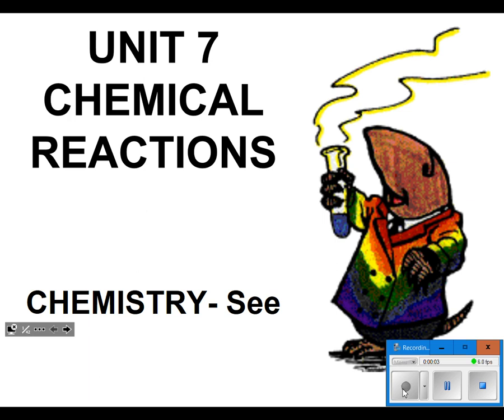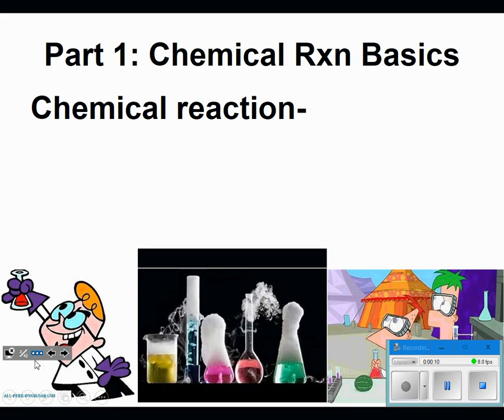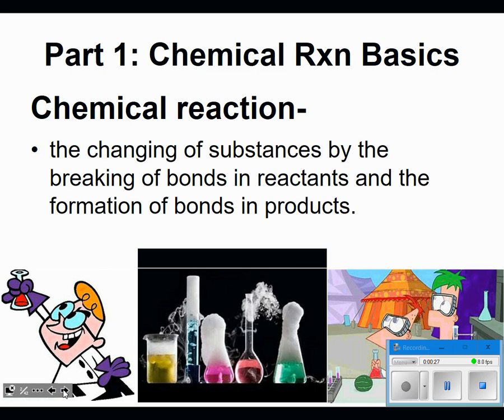This is Unit 7, Chemical Reactions for Chemistry. So Part 1 is all about chemical reaction basics, some things you need to know in order to do chemical reactions, things you're going to see when you're doing chemical reactions as far as the equations, all that fun stuff. So the basic definition of a chemical reaction is the changing of substances by breaking of bonds in the reactants and the formation of bonds in the products.